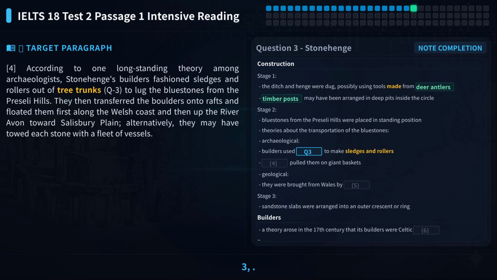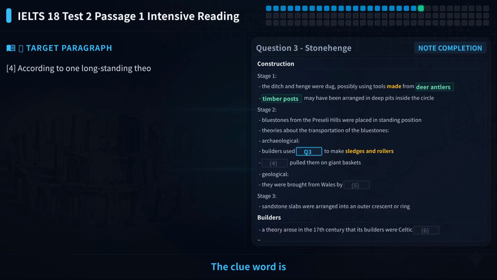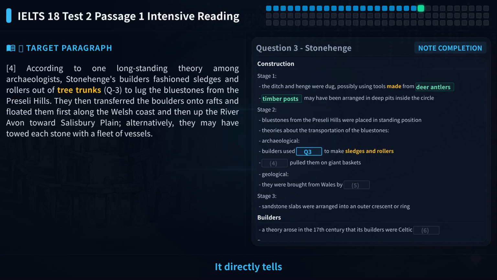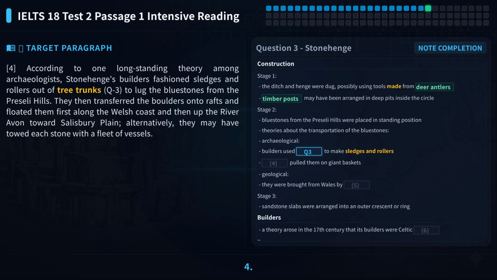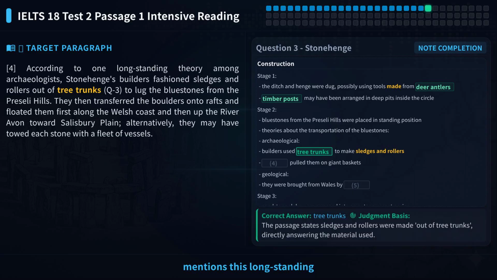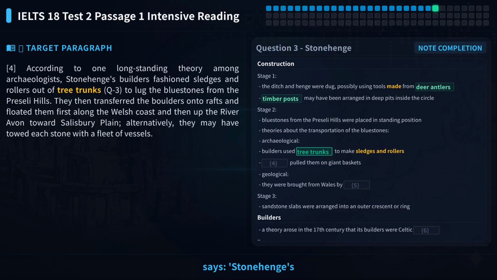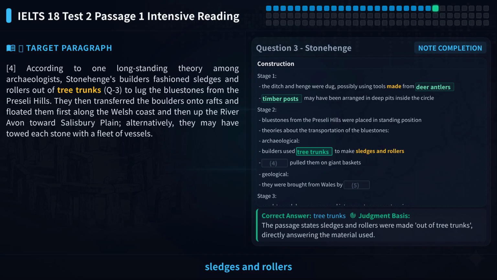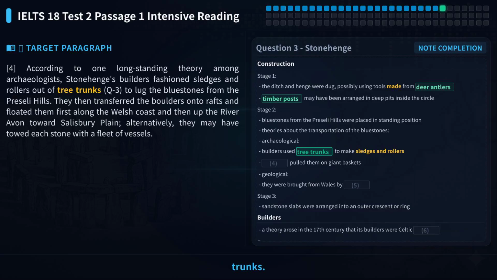Let's look at question 3. The statement says the builders used tree trunks to make sledges and rollers to move the bluestones. The clue word is tree trunks. It directly tells us the material used to make the sledges and rollers. Let's go to paragraph 4. The first sentence mentions this long-standing theory. The original text says, Stonehenge's builders fashioned sledges and rollers out of tree trunks. The answer is directly given here. So the answer to question 3 is tree trunks.